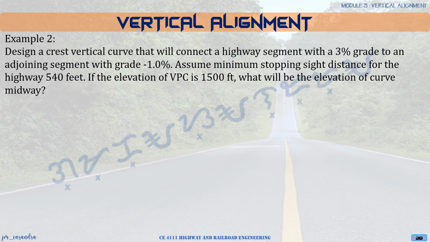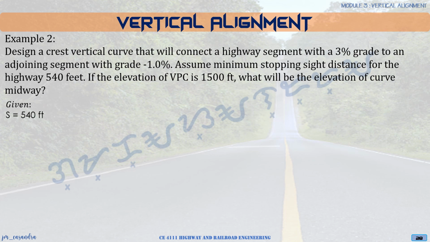Okay, let's have another example, number 2. Design a crest vertical curve that will connect a highway segment with a 3% grade to an adjoining segment of negative 1% grade. Assume a minimum stopping sight distance for the highway equal to 540 feet, if the elevation of the vertical point of curvature is 1,500 feet. What will be the elevation of our curve midway?